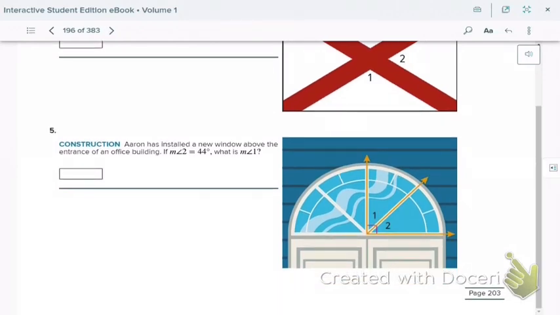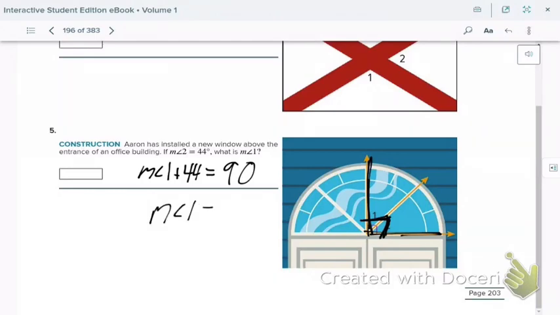All right. Complementary is what I'm hearing. Yeah, if you look here, might be a little hard to see, but it gives you this little square indicator there. That square indicator means 90. Means we're going to have a complementary idea. We don't know what the measure of angle 1 is. That's what that M stands for, by the way. We know the measure of angle 2 is 44. We need to find the measure of angle 1. It is what? 46.